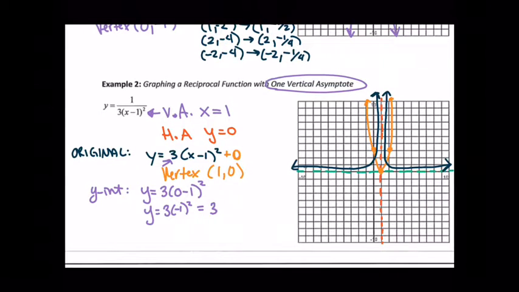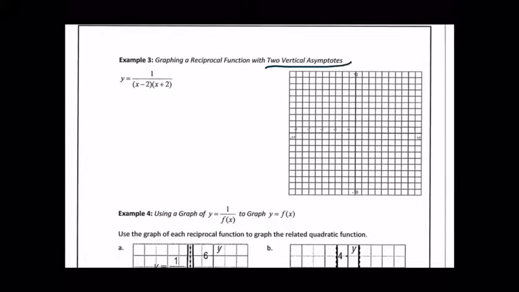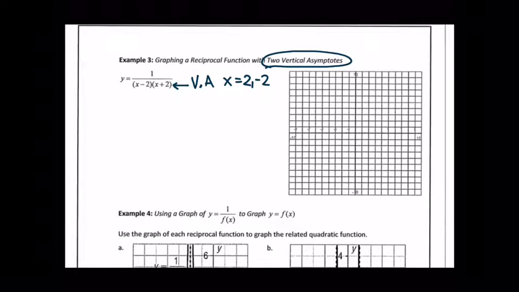So remember yesterday the linear graphs were in opposite quadrants? If you have this parabola that has the one vertical asymptote, they're going to be in quadrants beside each other, like that. Last one is going to have two vertical asymptotes. So looking into our denominator, our vertical asymptotes, dotted lines on 2 and negative 2. And then our horizontal asymptote is always at y equals 0.